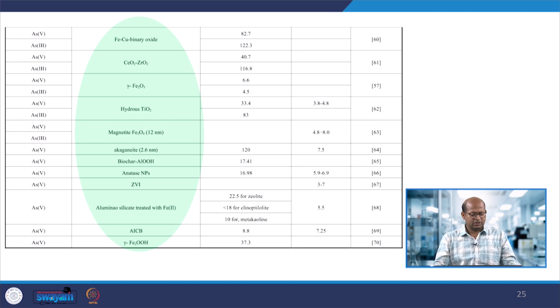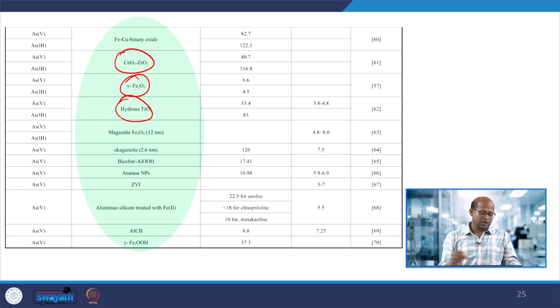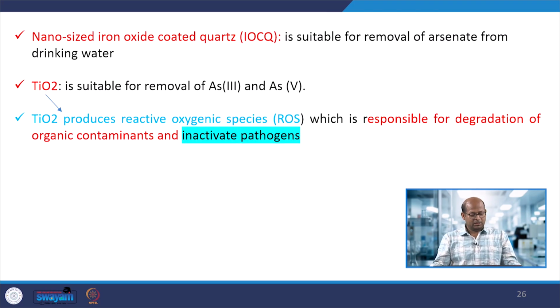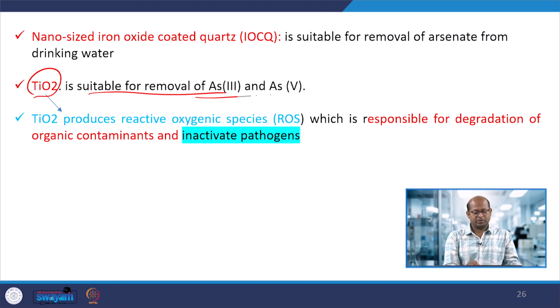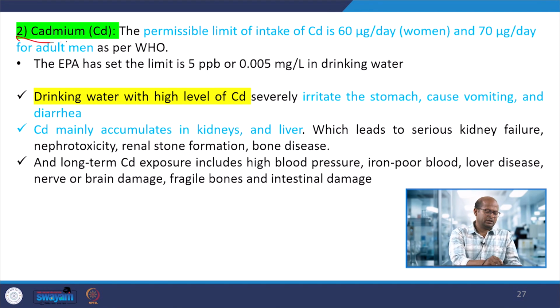Okay. Similarly, some other metal oxide nanoparticles can also be used for the separation of arsenic in the +5 or +3 oxidation state, in different quantities. Sometimes we can use titania, TiO2, which is most suitable for removal of arsenic 3 or arsenic 5. So, next is cadmium. Cadmium is another metal that is present in wastewater, and that also we can separate out.